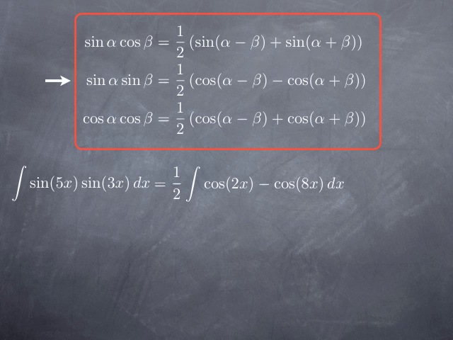An antiderivative of cosine 2x is 1/2 sine 2x. Multiplying that by 1/2, I get 1/4 sine 2x. And then an antiderivative of cosine 8x is 1/8 of sine of 8x. Multiplying by 1/2, I get minus 1/16 sine of 8x.